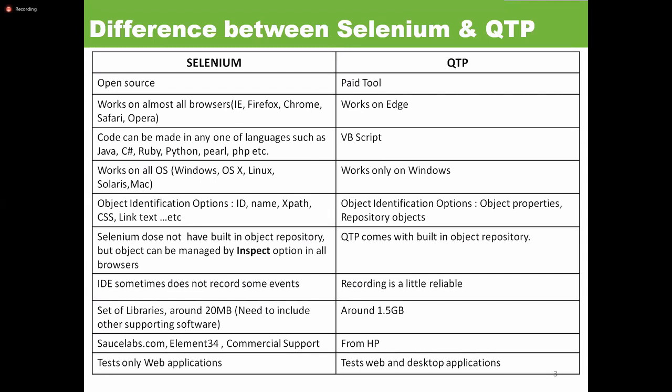How many languages is Selenium supporting? 6 languages. It's not just 1 or 2. Selenium has been supporting 6 programming languages. Programming languages are totally different and scripting languages are totally different. The Selenium tool has been supporting 6 programming languages.